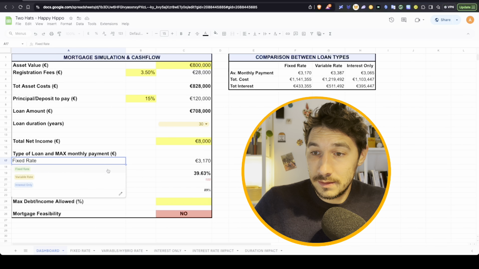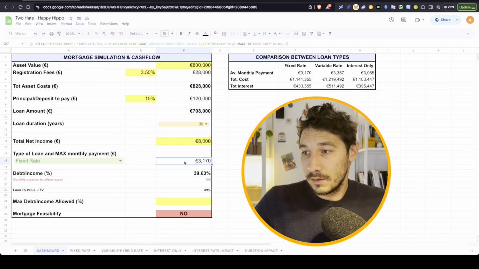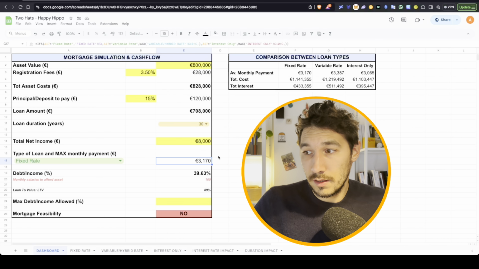Here you can select the mortgage type. Okay, let's go with fixed rate. We are on a 30 years duration, and the system will give us directly what will be the monthly payment.